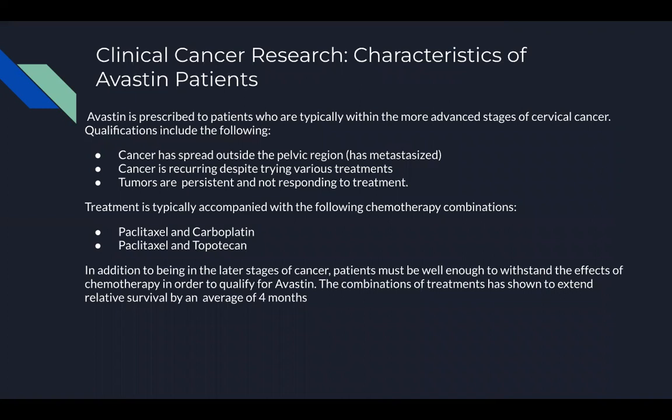Characteristics of Avastin patients. Avastin works by preventing the growth of blood vessels. It is recommended that treatment is discontinued if progression persists. Avastin is prescribed to patients with more advanced stages of cervical cancer. This can mean that the cancer has metastasized, is reoccurring, or is persistent despite treatment. Avastin is usually accompanied by paclitaxel and carboplatin, or paclitaxel and topotecan. These chemotherapy and Avastin combinations have been shown to extend relative survival by an average of 4 months.